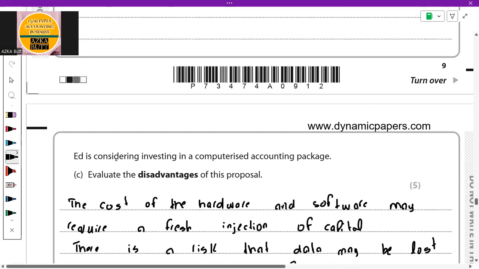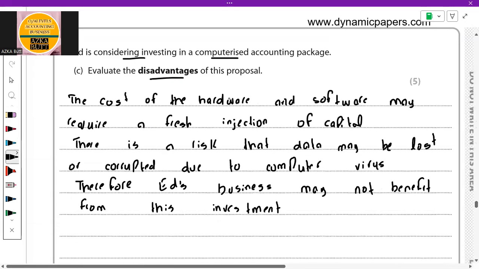Okay, so we have this last question. ED is considering investing in a computerized accounting package. Evaluate the disadvantages of this proposal. So we just need to evaluate its disadvantages. If ED is going to invest in a new computerized accounting package, what would happen? The cost of the hardware and the software may require a fresh injection of capital. Yes, and you see that we already have a negative current ratio, which is 1.1 to 1. There is also a risk that data may be lost or corrupted due to a computer virus. So this is the second disadvantage. Therefore, ED's business may not benefit from this investment.